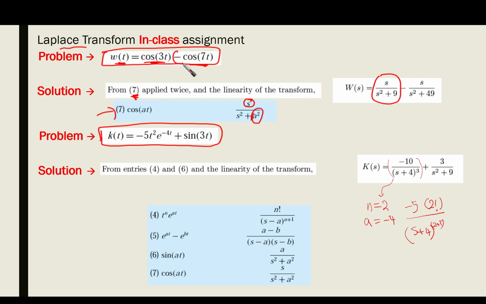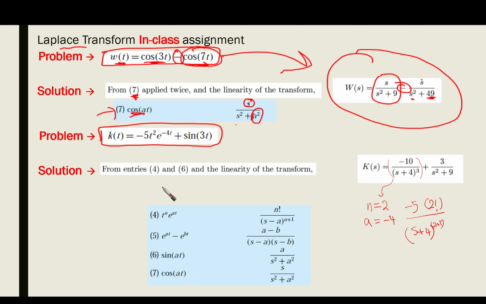And we have minus here as it is, and then cosine 7t, the same entry. We're going to find s over s squared plus a squared, but a is 7, so we are going to have 49 here: s over s squared plus 49. This is the Laplace transform of this function from the table.